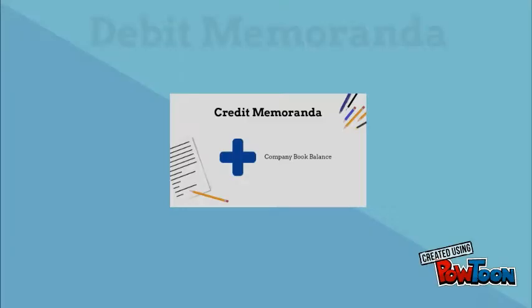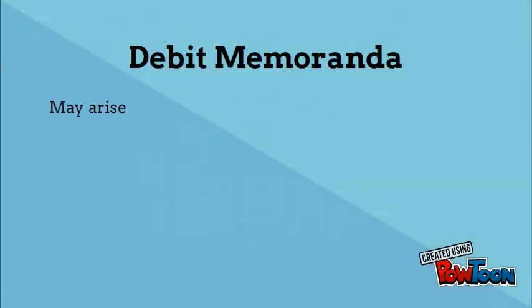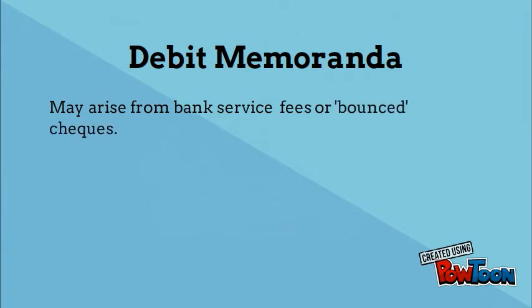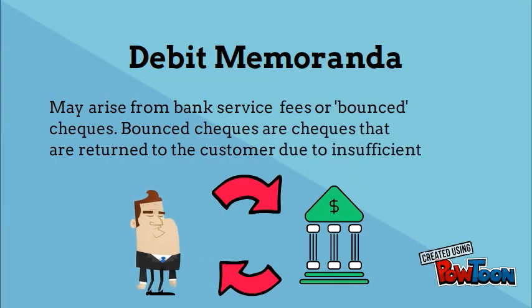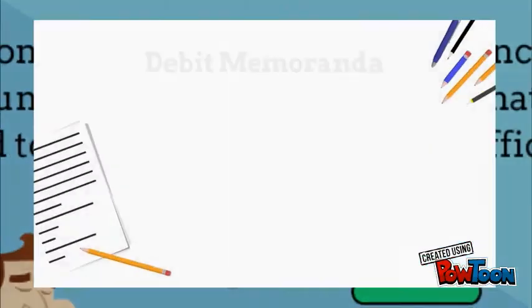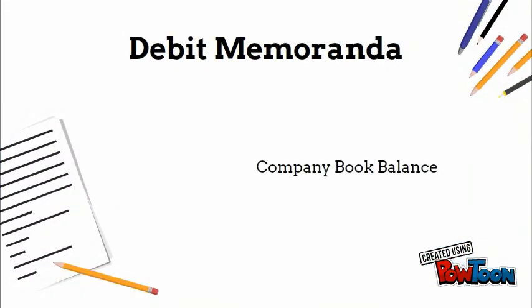On the other hand, debit memoranda may arise from fees charged by the bank or from bounced checks. Bounced checks being customer checks that have been returned for insufficient funds. Debit memoranda should be subtracted from the company's book balance.